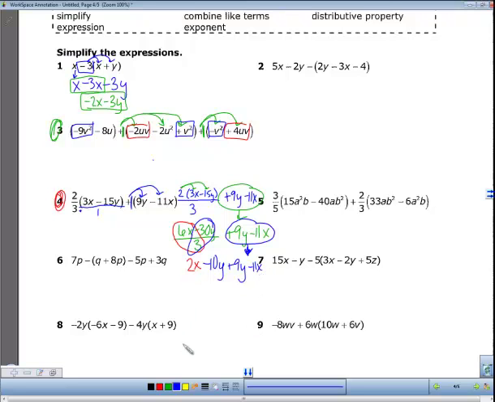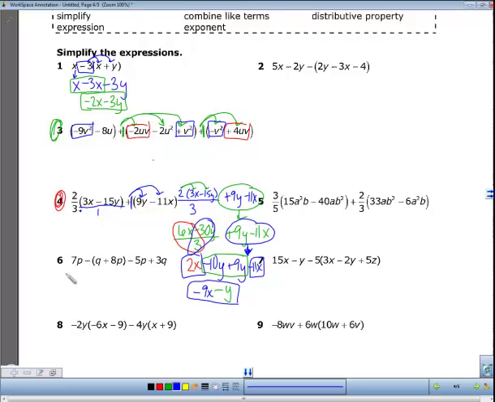Now I can combine like terms. So I have my y's right here that I can combine. And when I combine negative 10y plus 9y, I get a negative 1y, but we don't write negative 1y, we just write negative y. And then I have this 2x and negative 11x that I combine. 2x minus 11x gives me a negative 9x. So negative 9x minus y is my final answer for number 4.